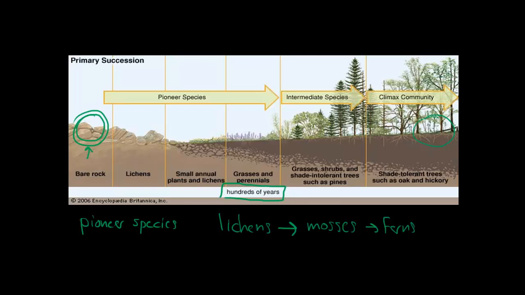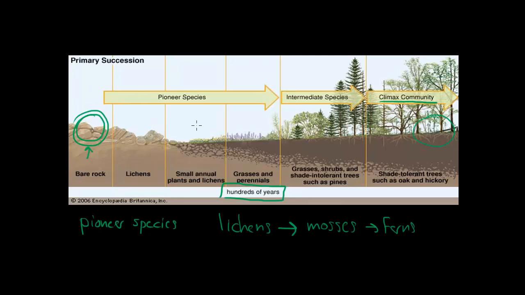Now, when we reach a stable community, a place where we have fixed species that will not change over time, we call that the climax community. It's like we have a stable community because everything is now fixed for life and living.